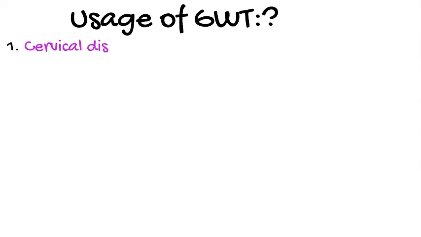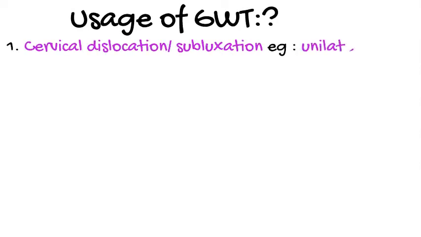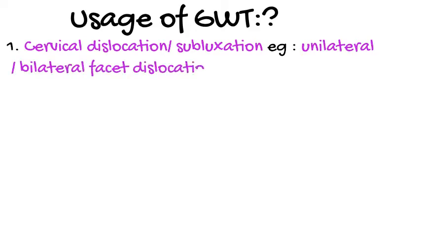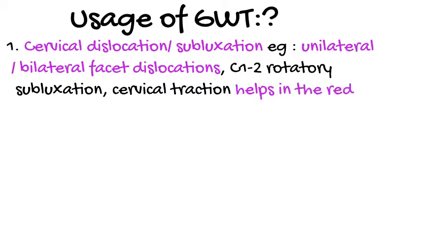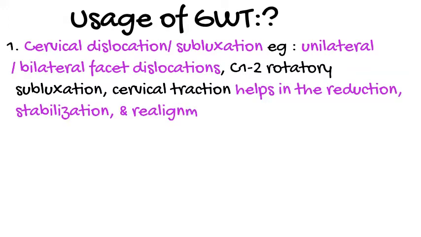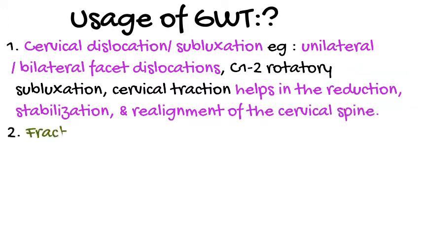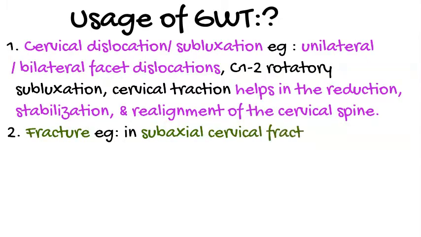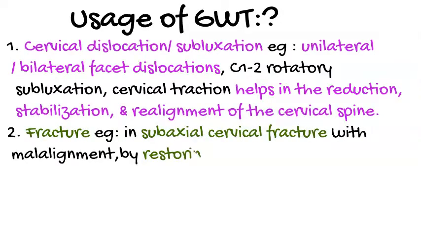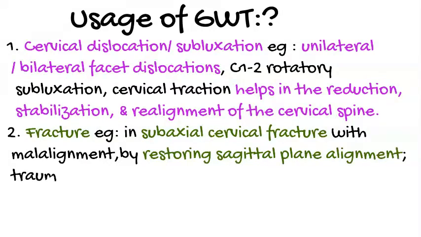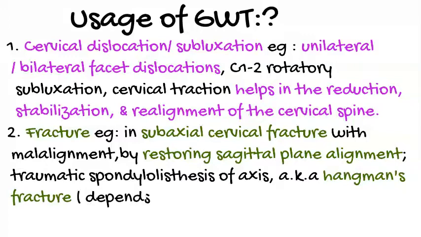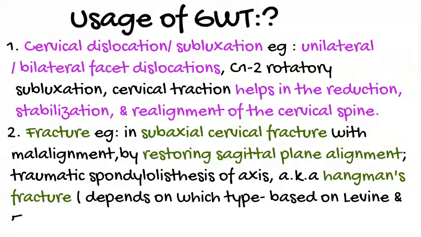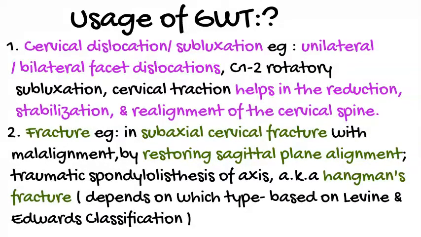What is the usage of Gardner-Wells tongs? Among the indications of Gardner-Wells tongs are, number 1, cervical dislocation or subluxation, for example in unilateral or bilateral facet dislocation, and C1 to C2 rotatory subluxation. Cervical traction helps in the reduction, stabilization, and realignment of the cervical spine.